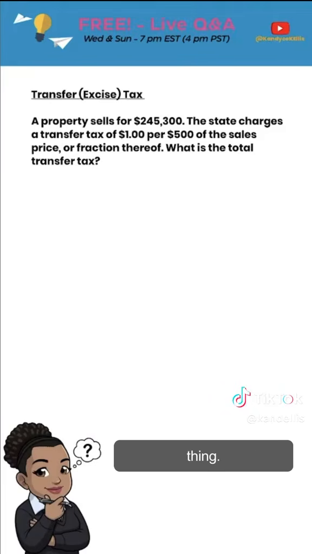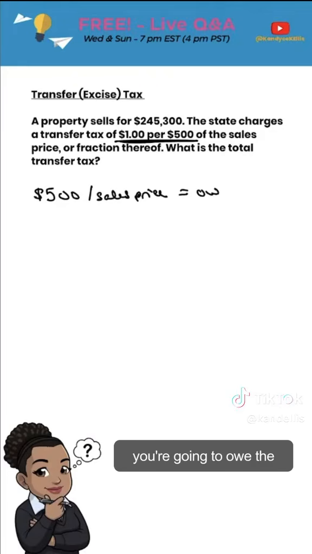the same thing. Depending on the state and the test question, you can assume they're going to work in the same way. The first place we're going to start is just making sure that we see the definition of the transfer tax and how much that's going to be. You see it says here it's a transfer tax of $1 per 500. So every $500 worth of the sales price, you're going to owe the state $1.